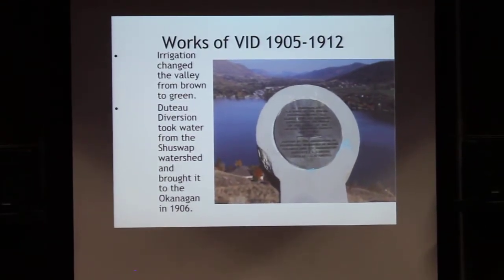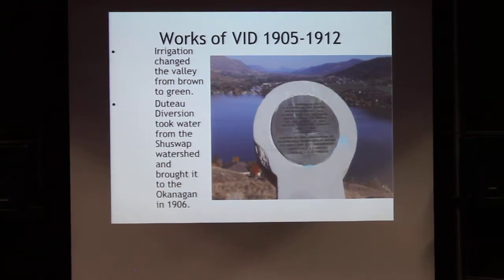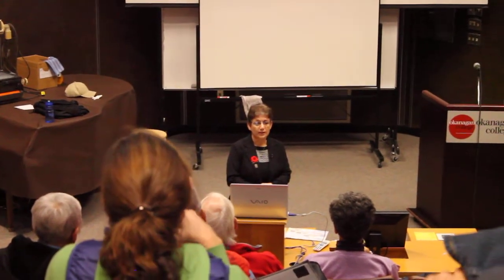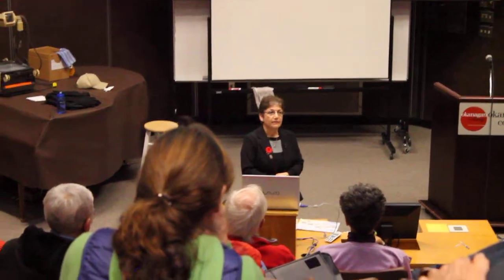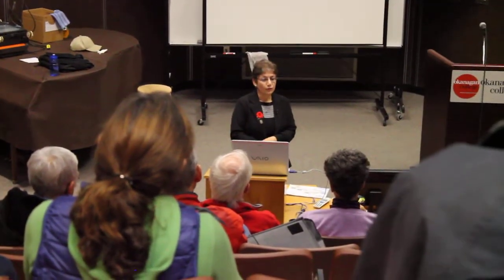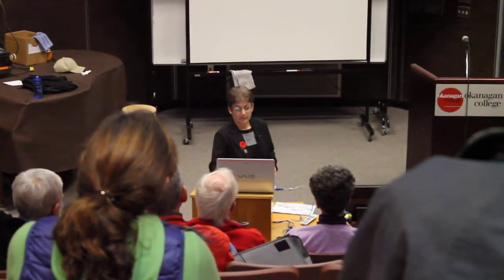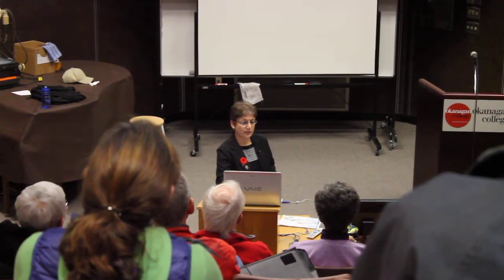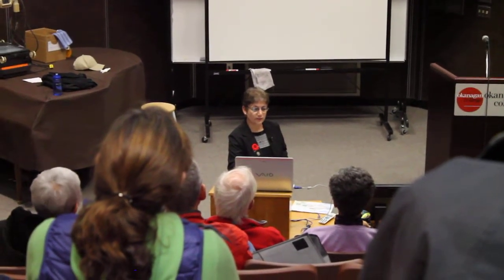So 100 or so years ago, this is the cairn up at the lookout that commemorates the work done by Vernon Irrigation District engineers. They were very smart. They knew the valley was dry, and they created the ditches and the Great Canal, which basically diverted the water from the Shuswap watershed and greened up this valley. So this is the history of the water license diversion. 1906 was the first license.